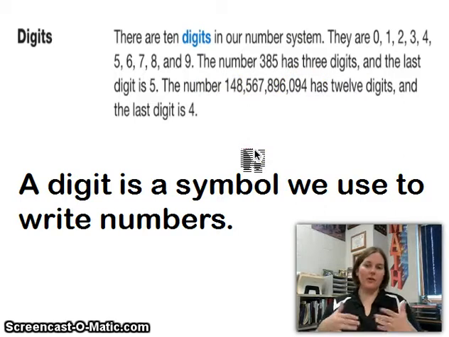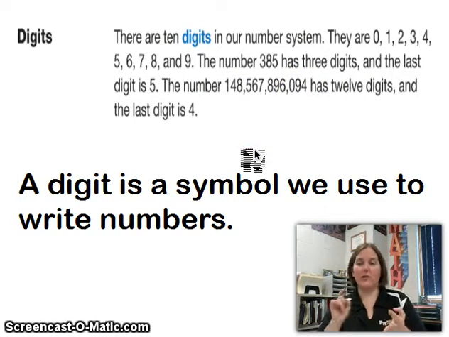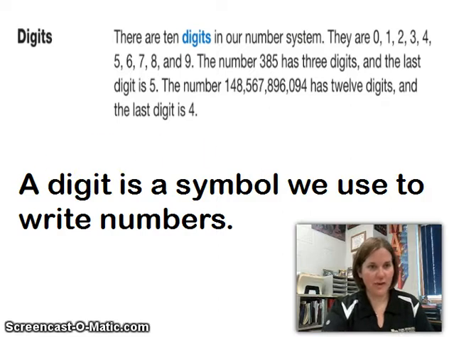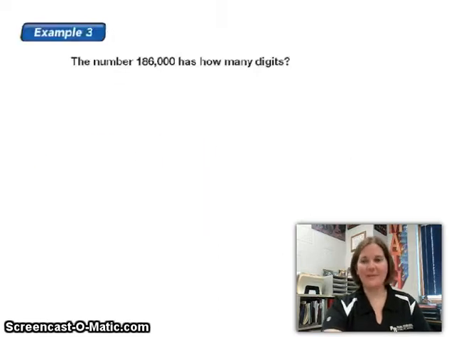Later on in the year, the book will ask questions such as which digit is in the tens place, or which digit is in the thousands place, or hundred thousands. We will get into that when we learn more about the place value. So let's take a look at a couple of examples.